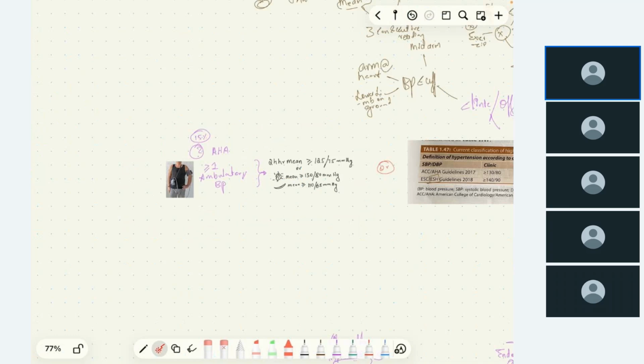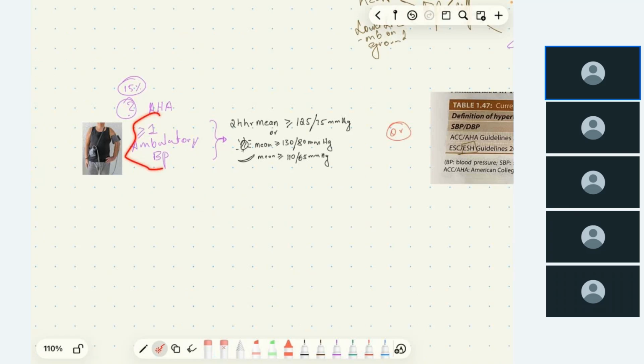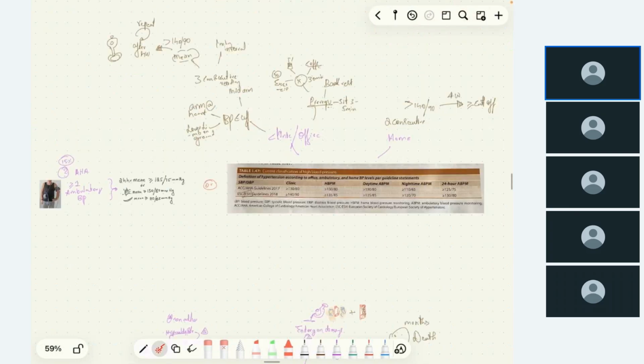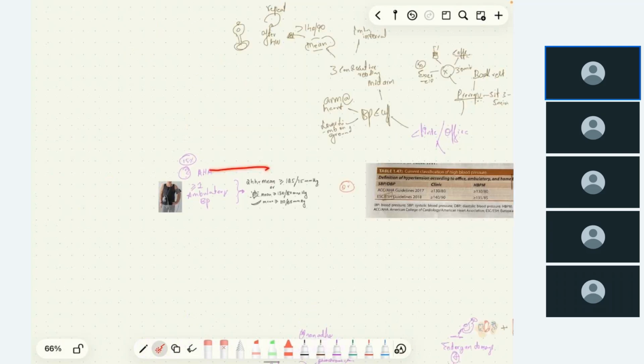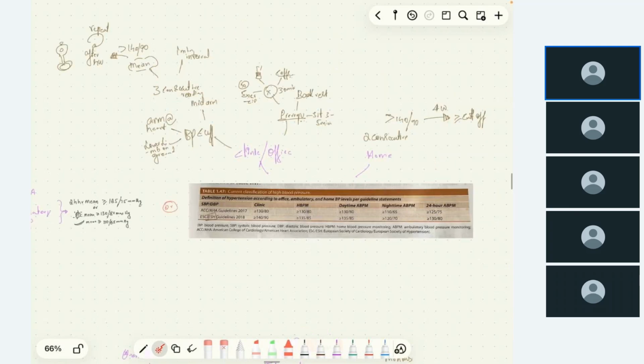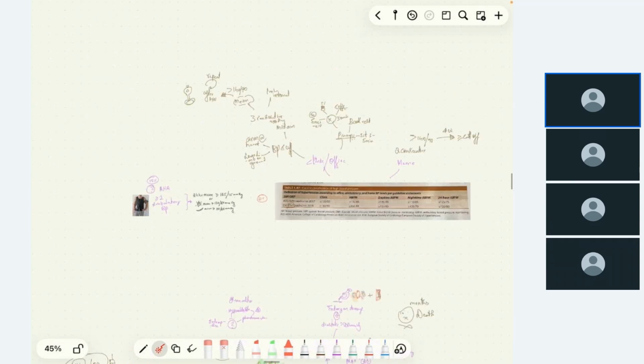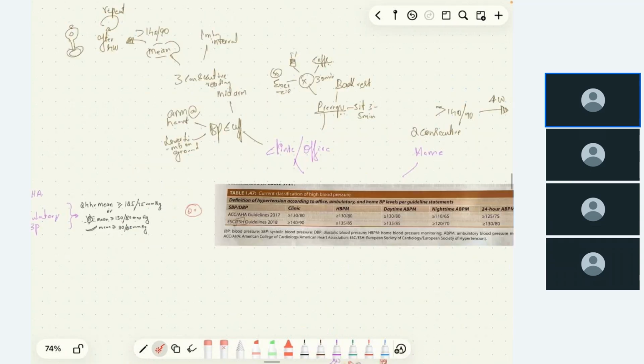In many cases, we can't do ambulatory BP measurement in PHC or other peripheral centers. In those centers, we can do the clinic or office BP measurement and/or home BP measurement using a sphygmomanometer. All of the ambulatory BP values that I mentioned are taken from the American Heart Association guidelines. So we discussed the ambulatory criteria for defining hypertension.